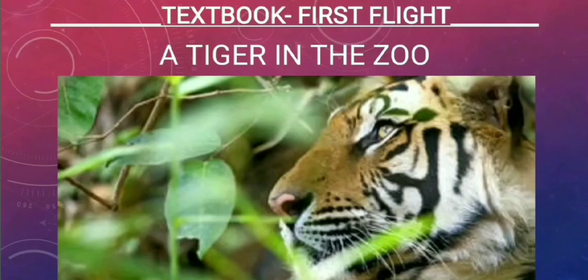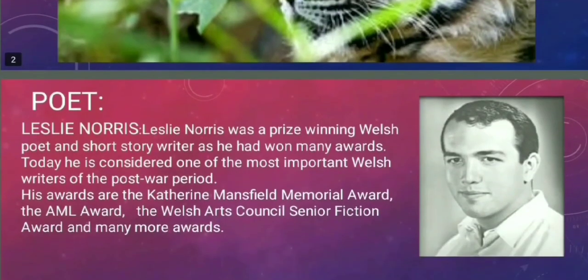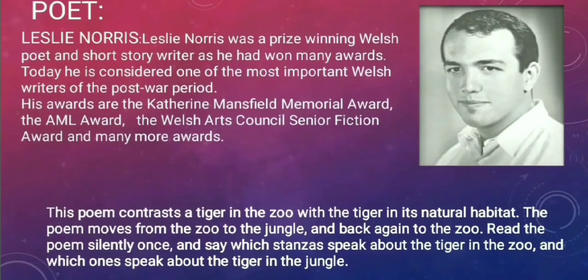Today we study our third poem from your book First Flight. The name of the poem is A Tiger in the Zoo. This poem is written by Leslie Norris.